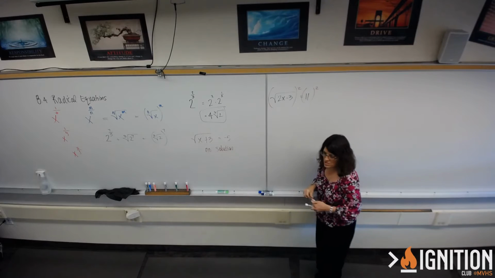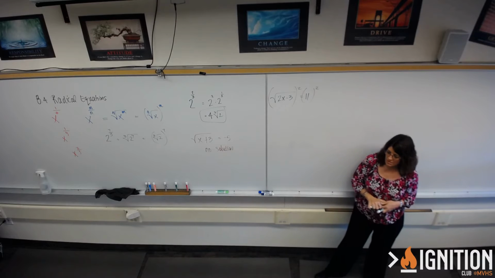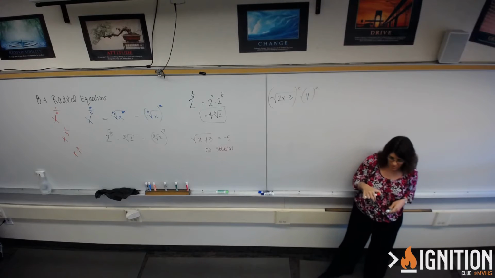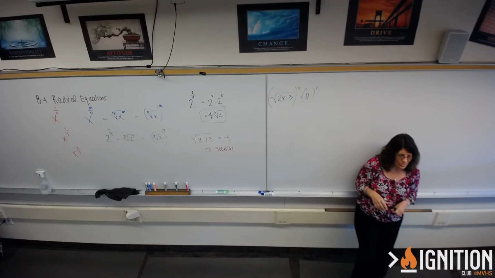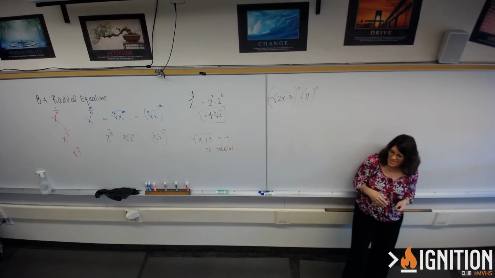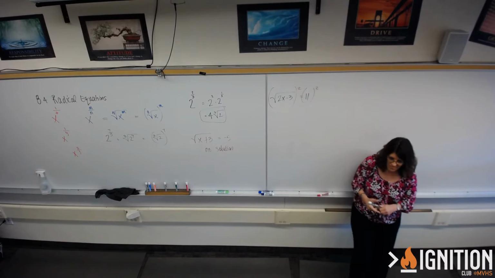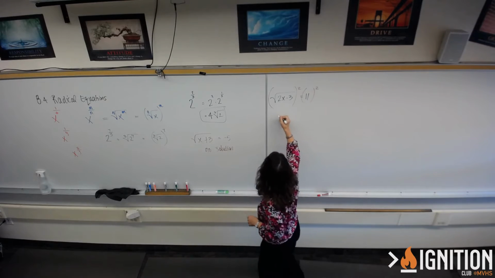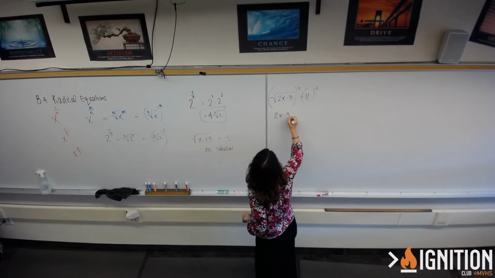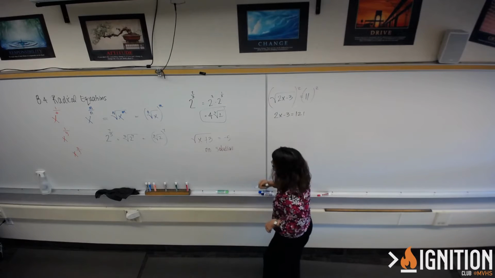What happens when you square a square root? Reduces. Reduce is the right word. It simplifies down to 2x minus 3.